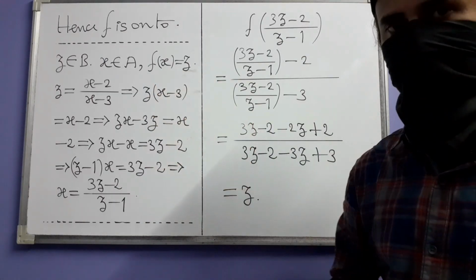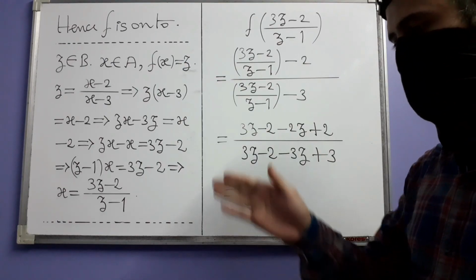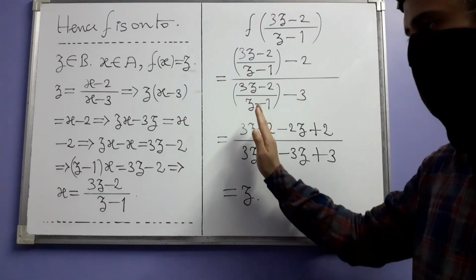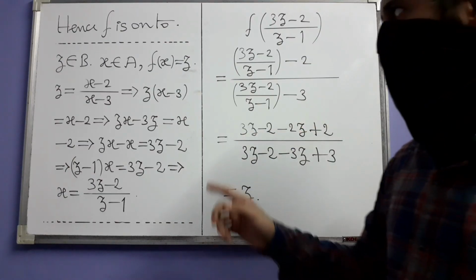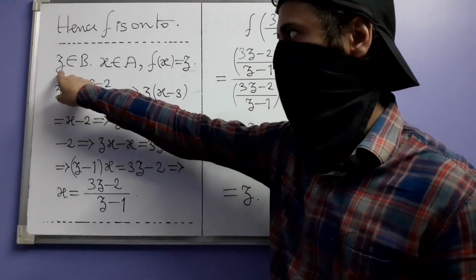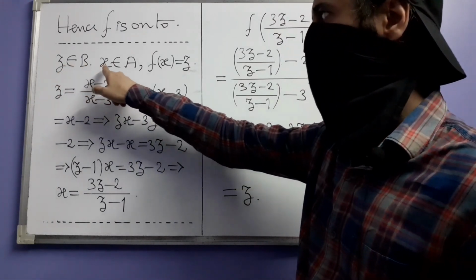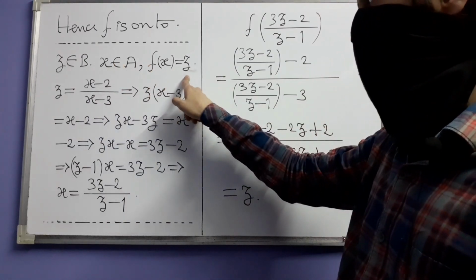That justification is given here. This is a rough work. You can do it alongside the problem by drawing a vertical bar and then doing the rough work on that side. You already know, so what is it that we need? We started by taking any element z in the codomain B, and we are searching for an element x in A such that f of x is equal to z.